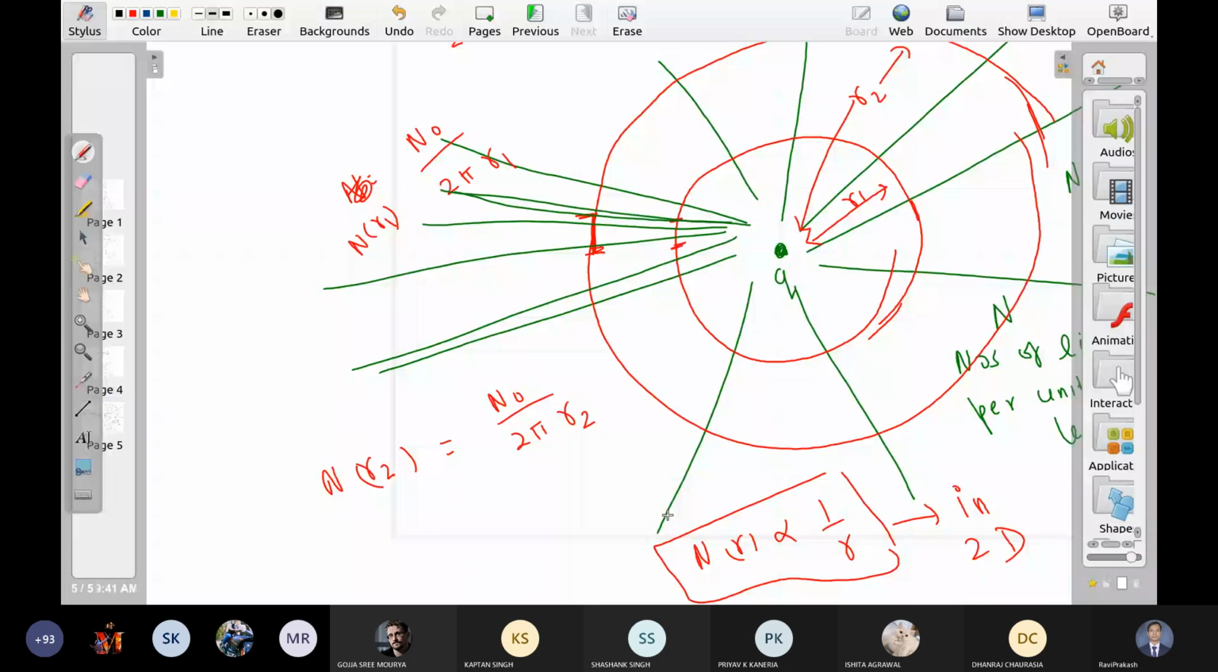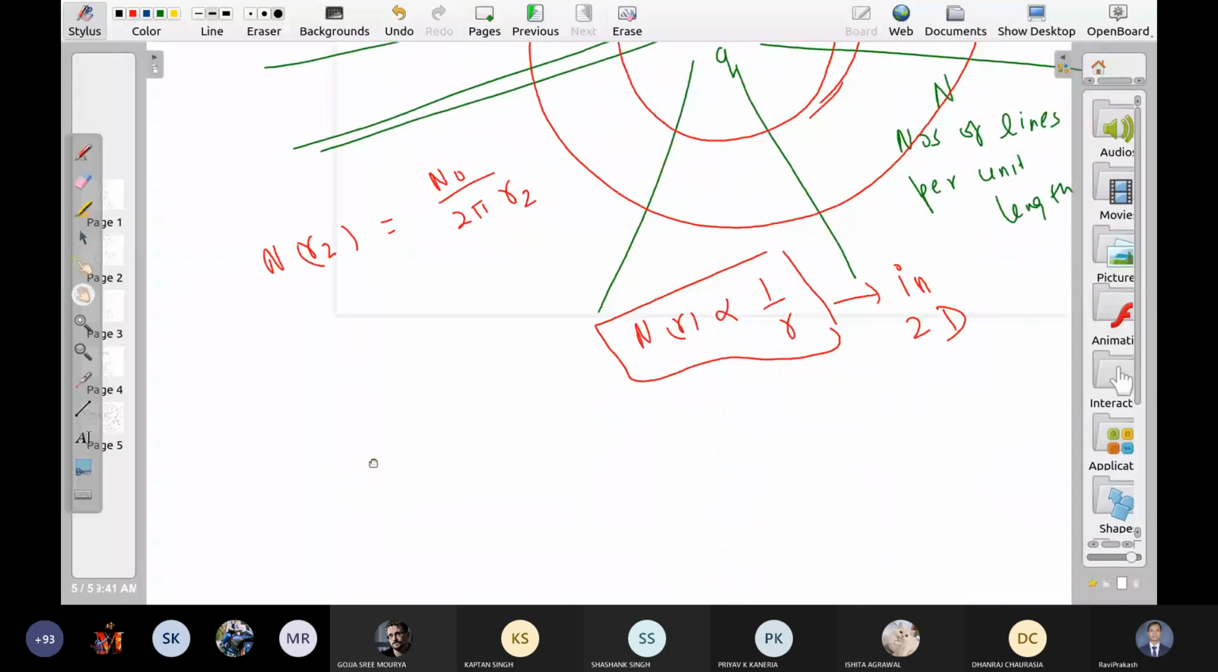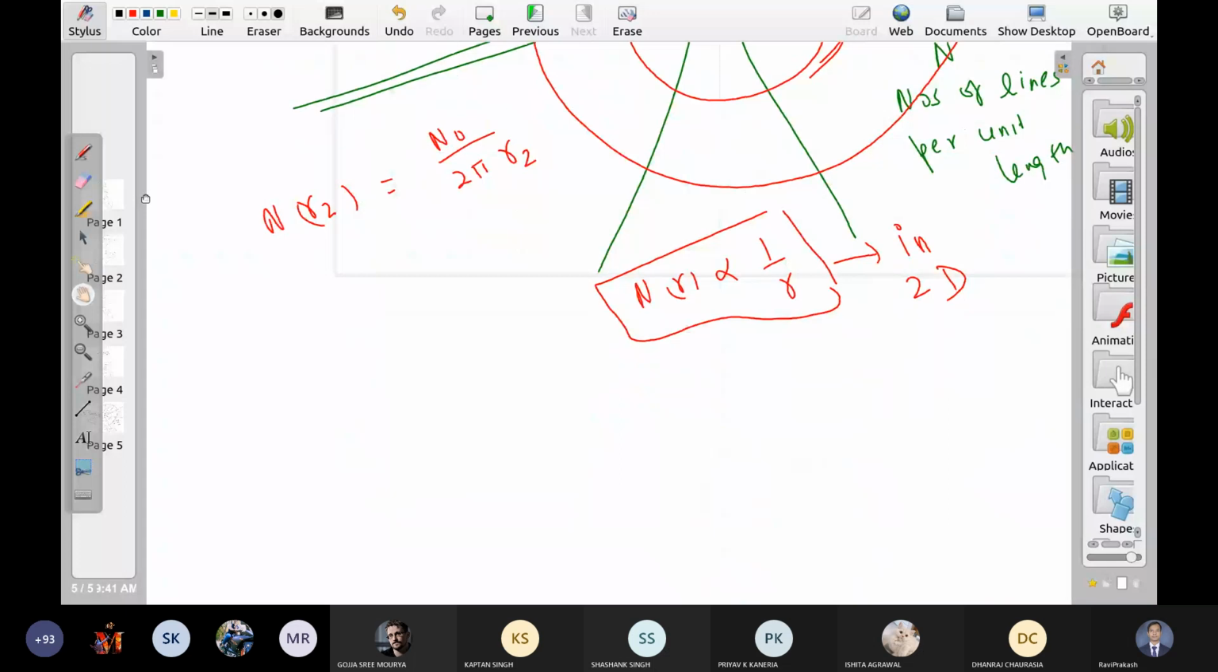If you are in 3D, then R square, right, because n naught lines are crossing. So in 3D, nr actually means numbers of lines per unit area. Now area. So n naught upon 4 pi r square are the lines at a distance r. So nr is proportional to 1 by r square.